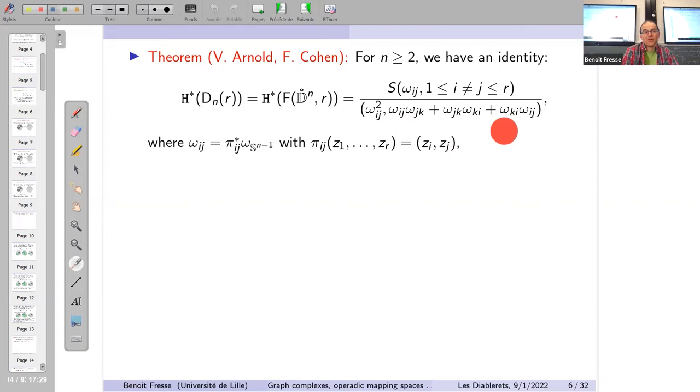These classes omega_ij are just given by taking the pullbacks of the volume form on the n minus one sphere under the map p_ij, which takes a configuration z_1, ..., z_r to the configuration of the points z_i, z_j. So it's a presentation of this cohomology as algebras.